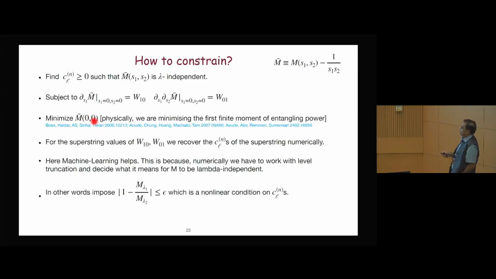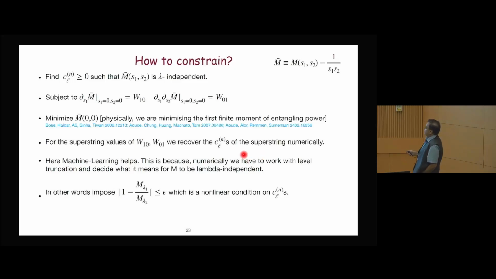And why are we doing that? Because it can be shown that physically we are minimizing the first finite moment of entangling power. This is also something that I don't have time to explain, but this is the motivation why we decided to minimize this rather than actually look at kinks in the space of Wilson coefficients. Let's say we fixed these Wilson coefficients to the known superstring values. Then this minimization problem, along with the condition that this M bar should be lambda independent, surprisingly gives you the values of the C_{nl} which are very close to the superstring values.